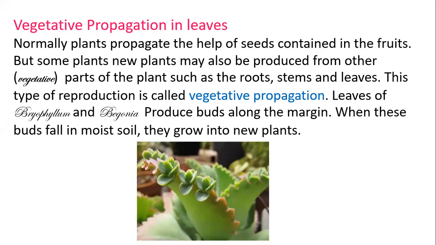Vegetative propagation in leaves. Normally, plants propagate with the help of seeds contained in the fruits, but some new plants may also be produced from other vegetative parts of the plant, such as roots, stems, and leaves. This type of reproduction is called vegetative propagation. Leaves of Bryophyllum and Begonia produce buds along the margin. When these buds fall into moist soil, they grow into new plants.